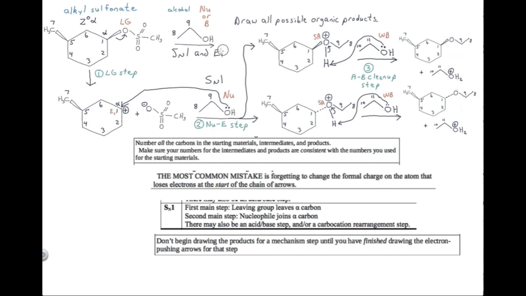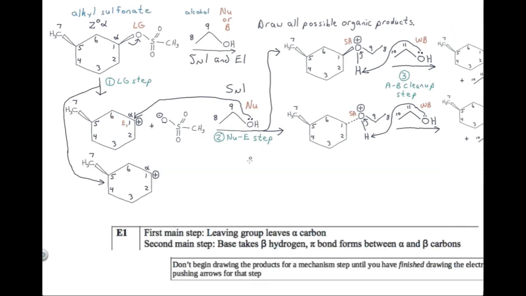Now we need to work through the E1 mechanism. Remember that the first step for E1 is the same as the first step for SN1. The leaving group leaves. We form the same carbocation intermediate from step 1 of the E1 mechanism that we formed for step 1 of the SN1 mechanism. So we don't need to redraw this step.